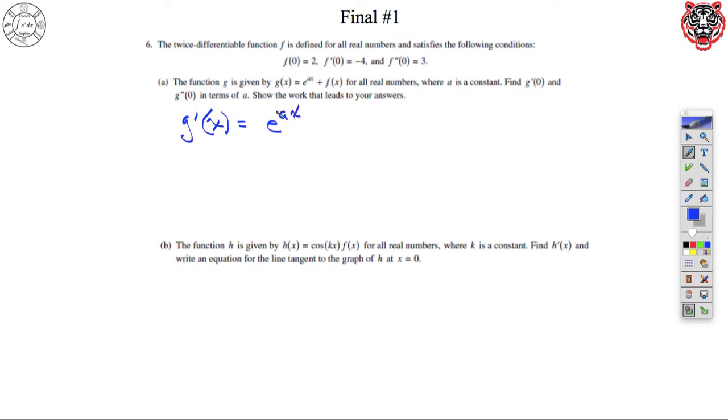And then, so that's the outer. And then the inner: the derivative of the inner is a times x, so the derivative is just a. So I need to multiply by a. And that's going to be plus the derivative of f of x, which is just f prime of x.